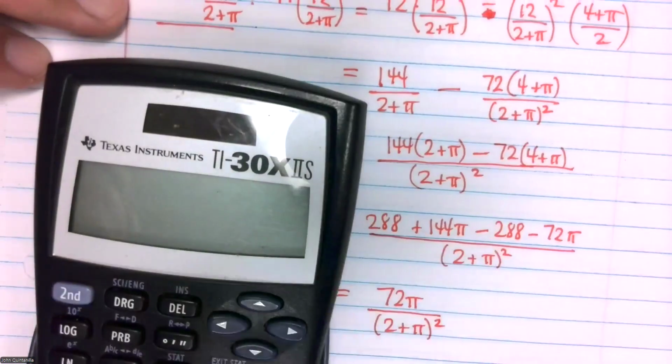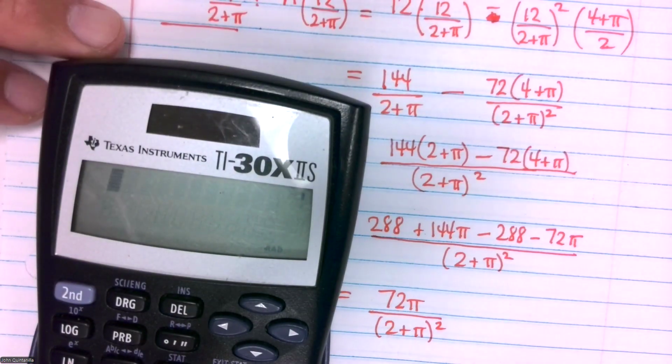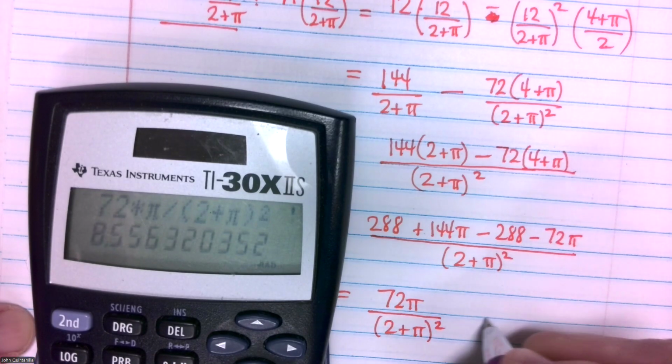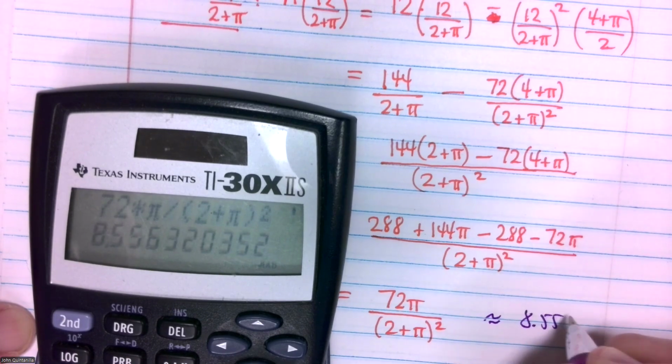And if I plug this into my calculator and just see what it is, I get that this is equal to 72 times pi divided by 2 plus pi squared. And so this works out to be something like 8.556.